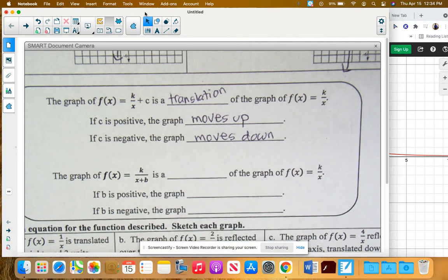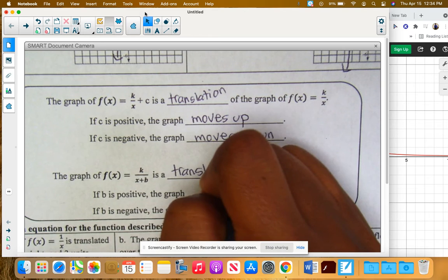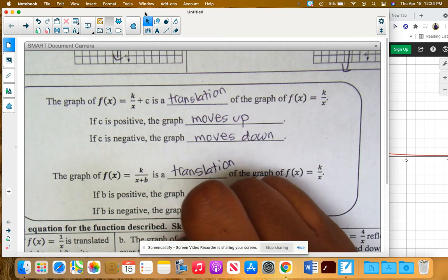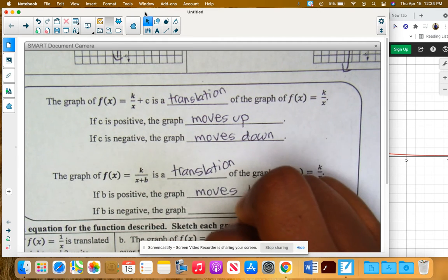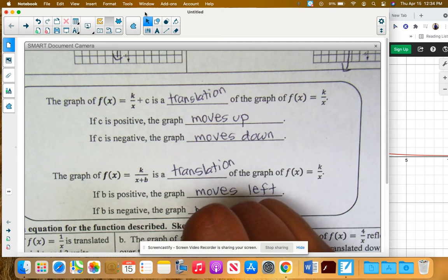The graph of f of x equals k divided by x plus b is a translation as well. A slide of our parent function. If b is positive, the graph moves left. If b is negative, the graph moves right.